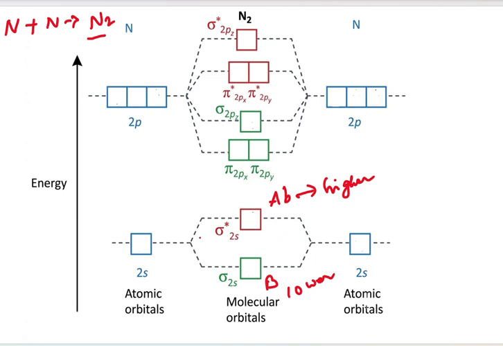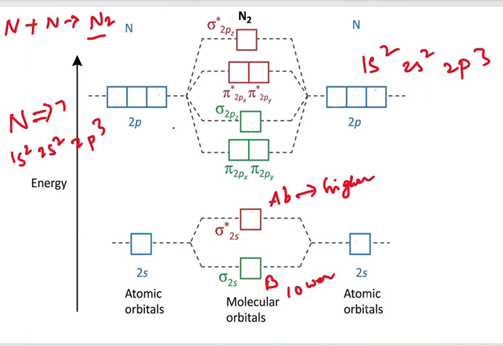So, if you look at the configuration of the nitrogen atom, the atomic number is 7, so the electronic configuration is 1s2, 2s2, and 2p3. Similarly, the other nitrogen atom also has the same configuration, 1s2, 2s2, 2p3. When two nitrogen atoms combine, their respective orbitals overlap: 1s will overlap, 2s will overlap, 2p will overlap. As a result, two kinds of molecular orbitals are formed, antibonding and bonding orbitals.